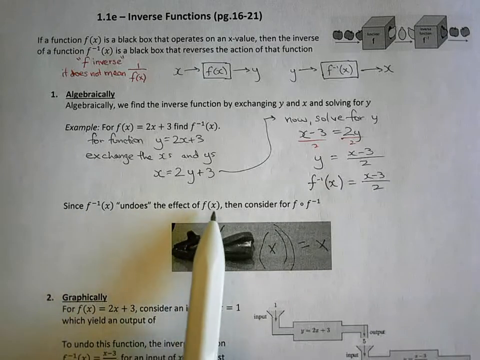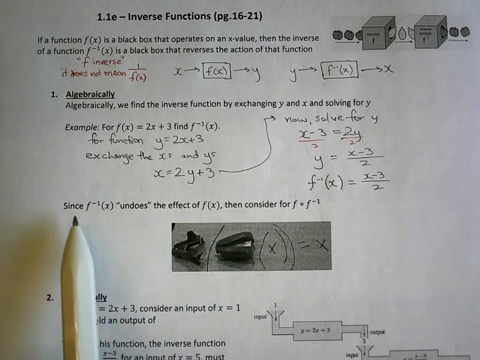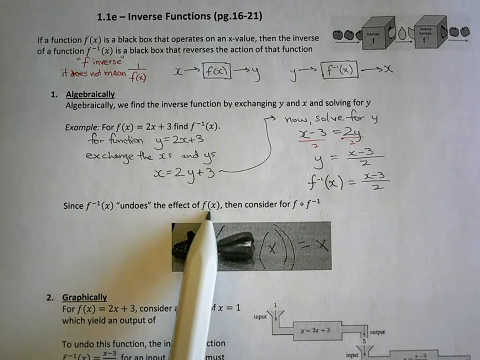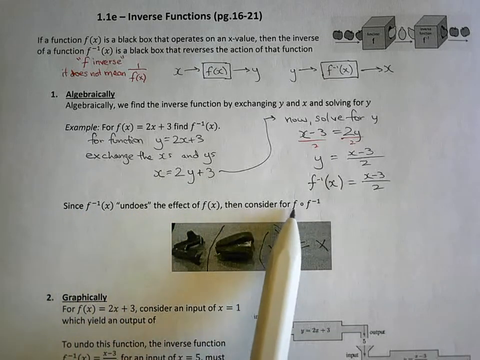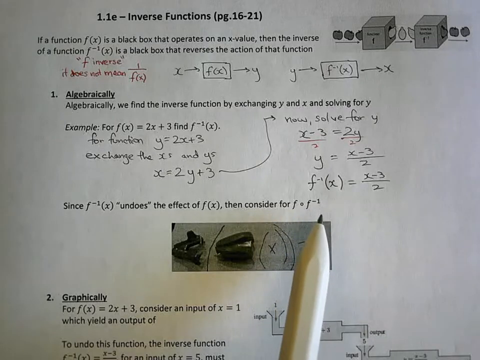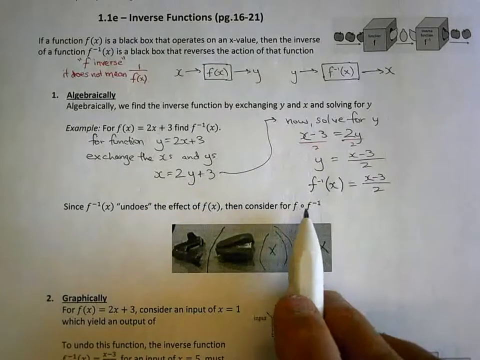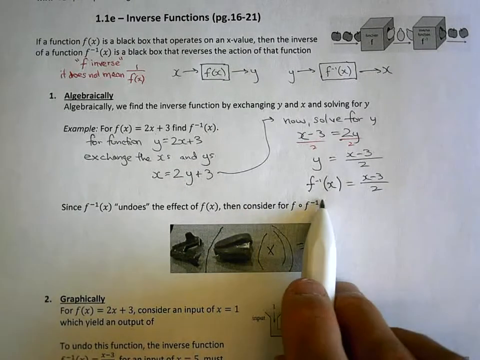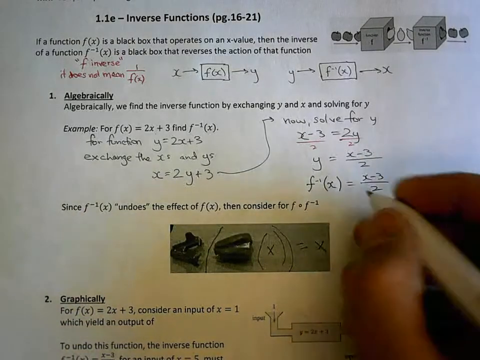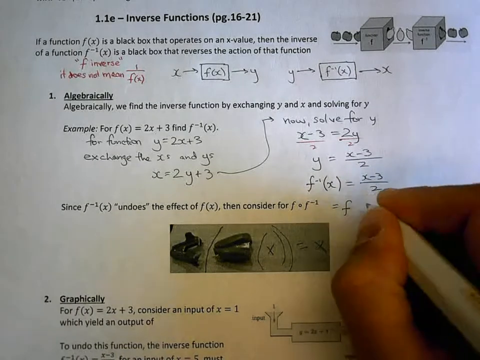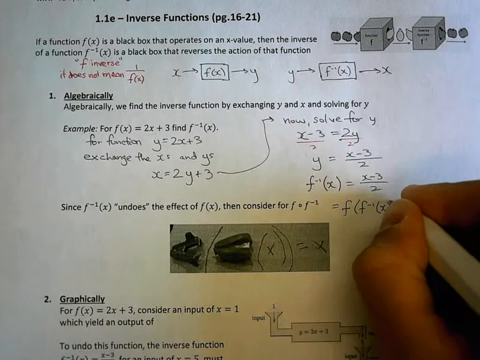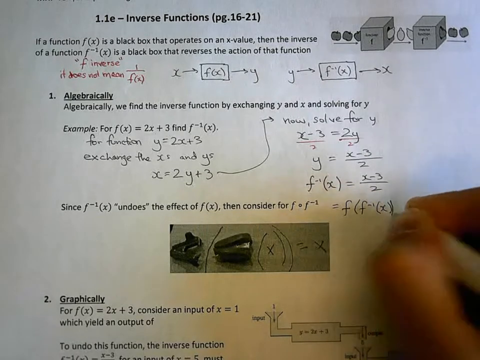Since the inverse function undoes the effect of the original function, what happens if I have f of f inverse? And now we're really combining notations. We learned this yesterday, this is a composite function. Let's rewrite this into something that's easier to understand. This is f at f inverse of x.